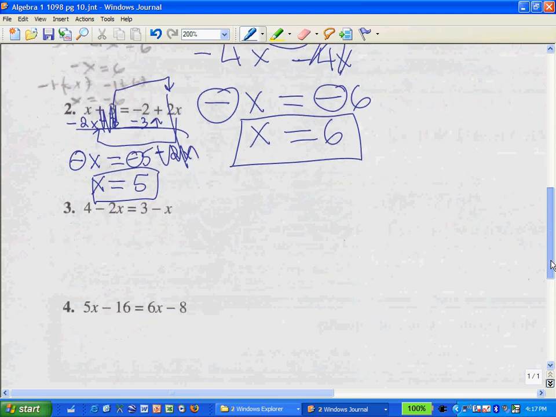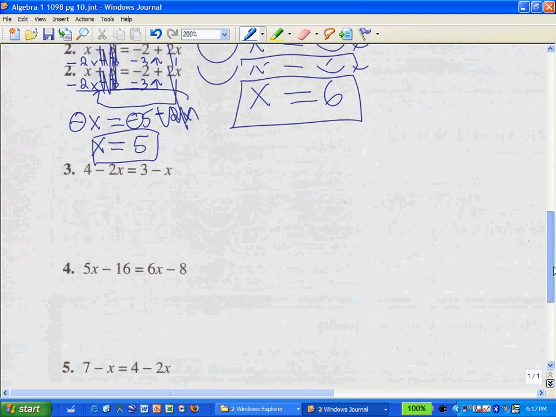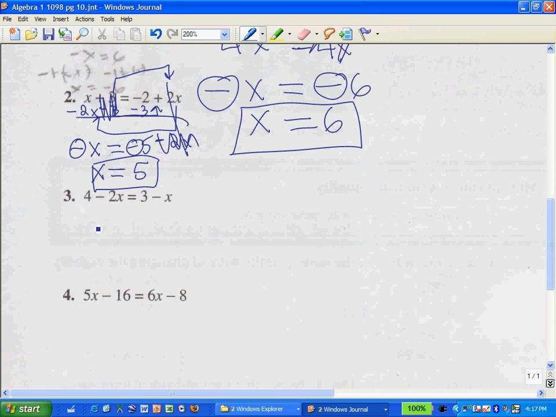I'm going to do one more problem with you, and then hopefully you can do the rest by yourself. Here, I'm going to move the 2x over to this side and the 3 over to this side. So what I'm going to do is add 2x here, that's going to get rid of my 2x. But what I do to one side, I've got to do to the other. So I'm going to add 2x here.